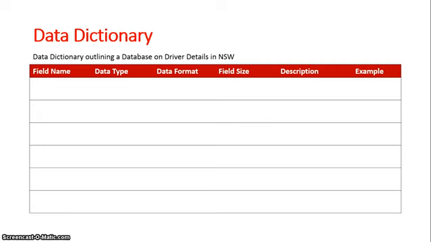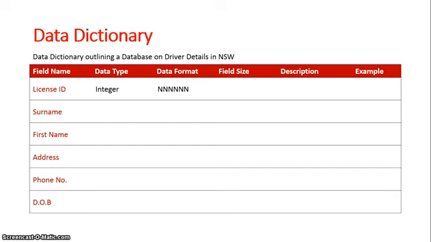So in this database, we're going to look at driver details for drivers in New South Wales. So our fields might be the license ID, surname, first name, address, phone number, and date of birth. So we'll look at the license ID field first. If we looked at its data type, it's going to possibly be an integer. It'll be a numeric value assigned to each specific driver. The format it could go in would just be number, number, number, number, number.